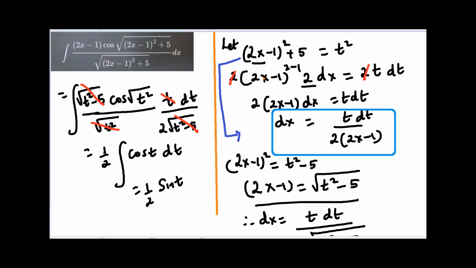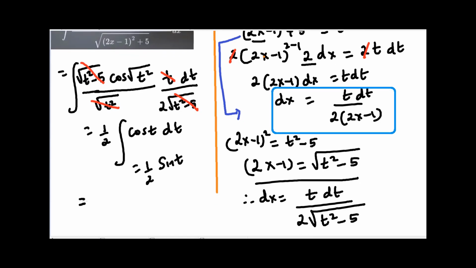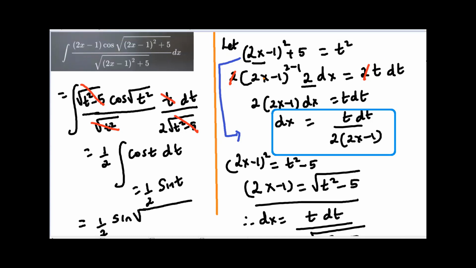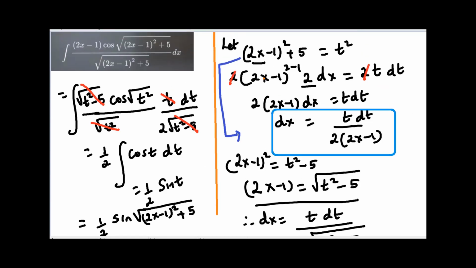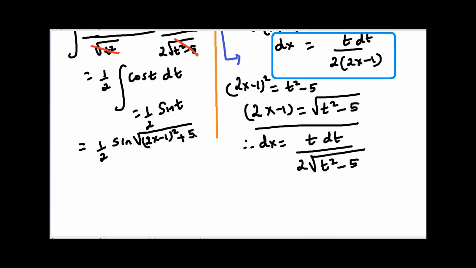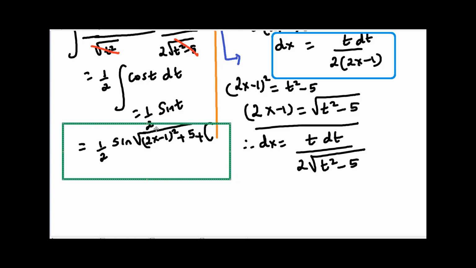t is the root of this value, right? So this is equal to 1 over 2 times sine of the square root of (2x - 1) raised to the power of 2 + 5. Let me check it out. (2x - 1) raised to the power of 2, + 5, and then you need to place the arbitrary constant c. So this is the final answer to the question.